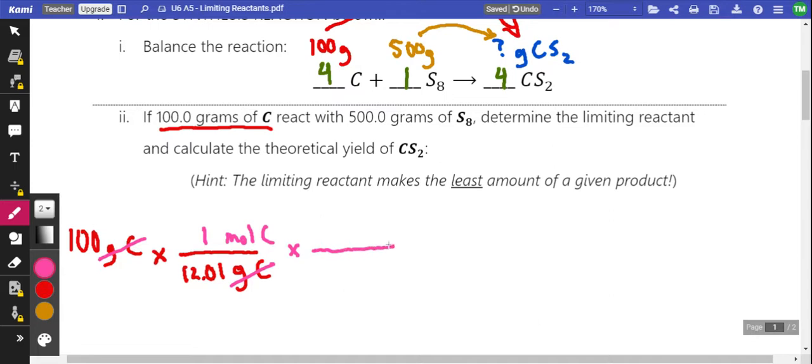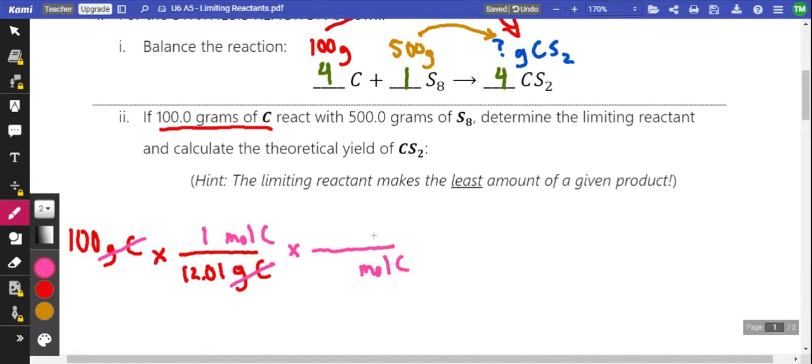All right, so now the unit I need to get rid of, my old unit, is going to go on the bottom here, which is my moles of C. As long as I know there's a unit to get rid of, it's going to go on the bottom of my next fraction bar. So it's like I'm already halfway there, moles of C there.